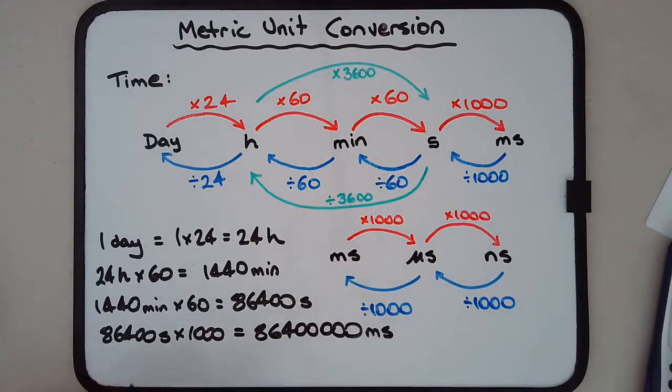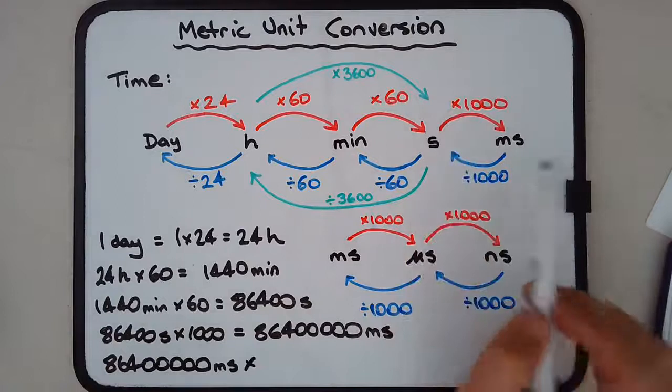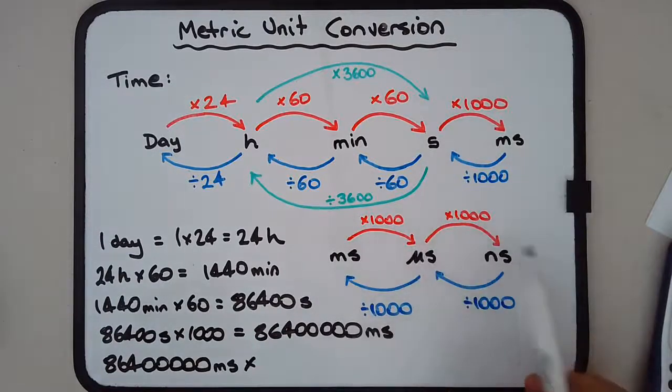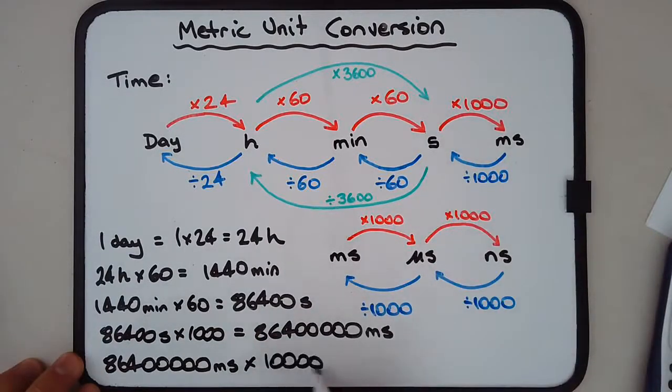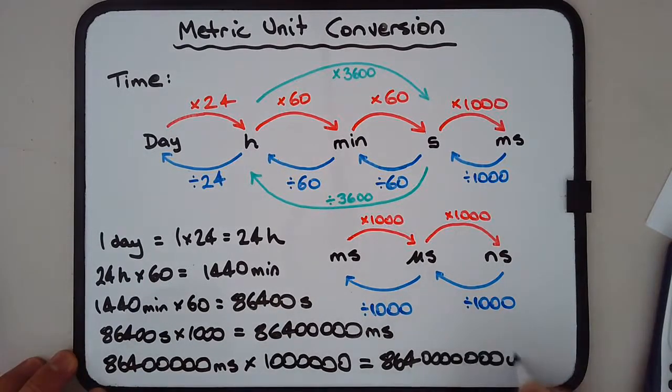If you want to employ yet another shortcut, for milliseconds, multiply by 1,000, multiply by 1,000 again. That's just multiplying by a million, 6 zeros. And then it's going to be 1, 2, 3, 4, 5 plus 6. It's going to have 11 zeros. So 864 and 11 zeros: 1, 2, 3, 4, 5, 6, 7, 8, 9, 10, 11, and that's nanoseconds.